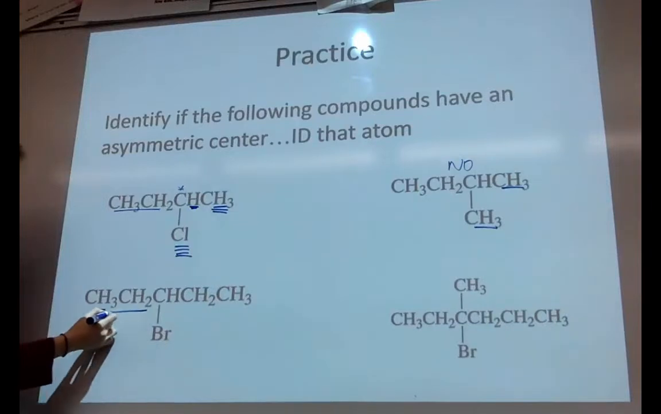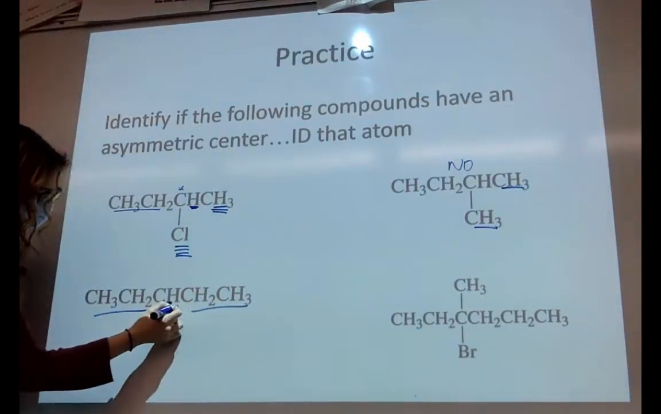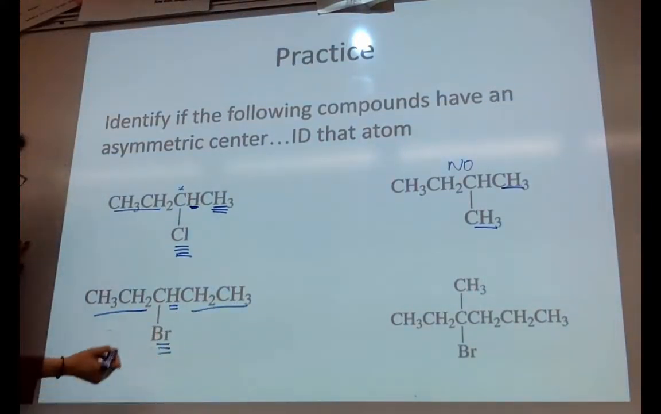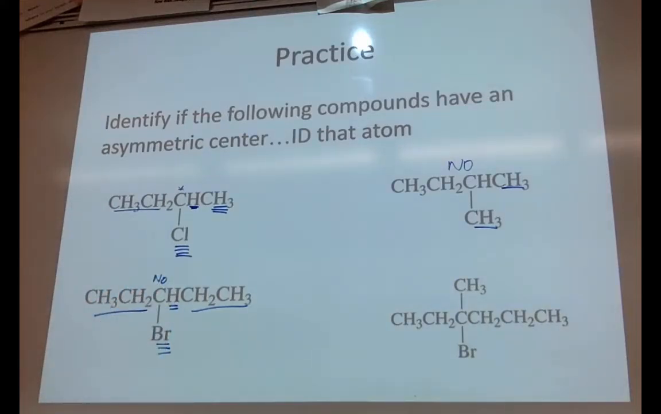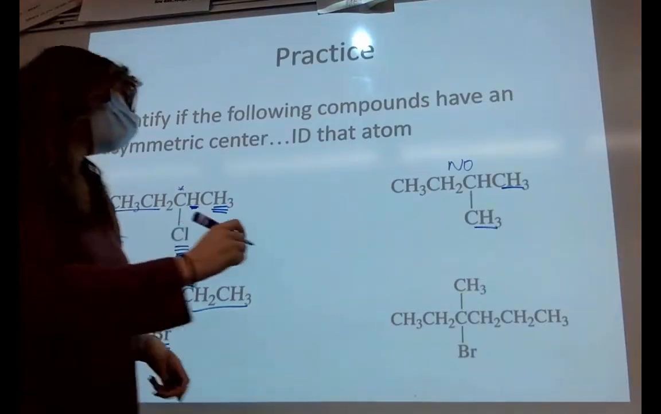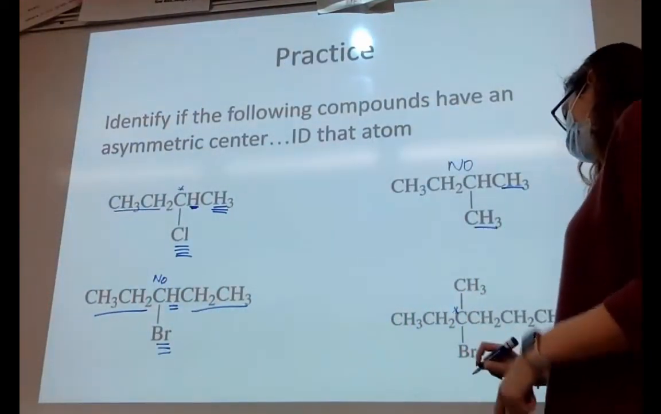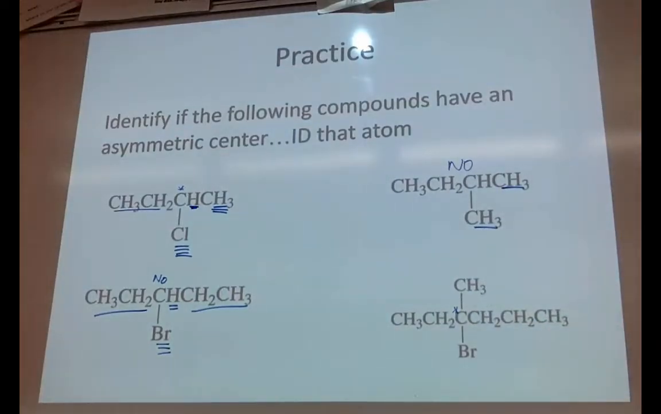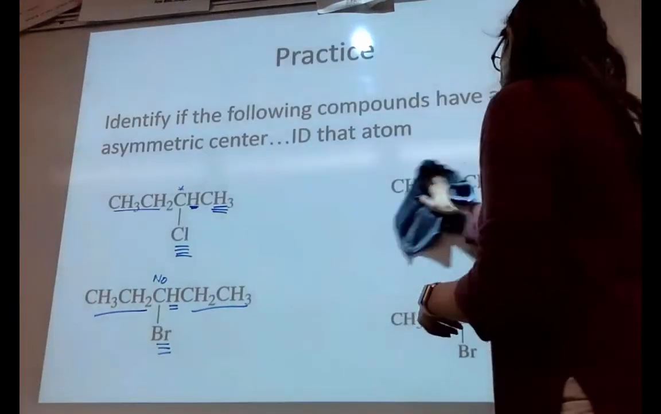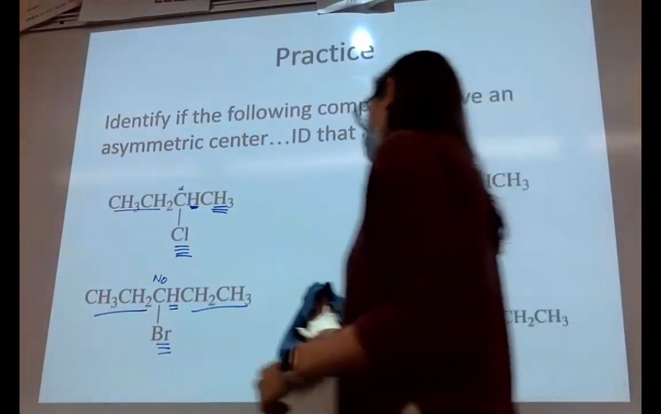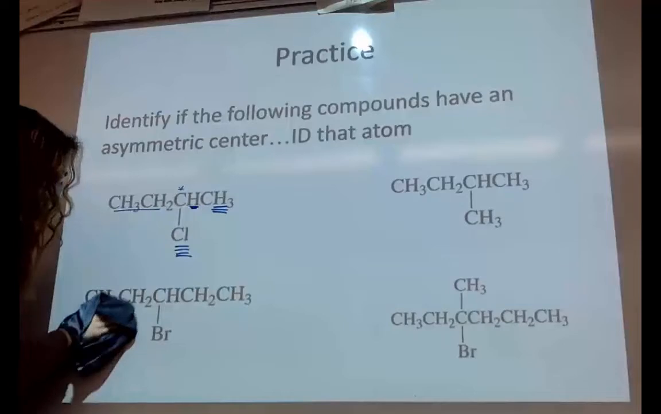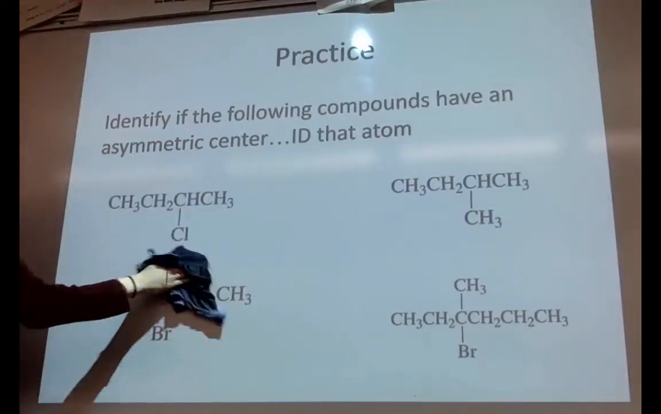This one's not, because there are 2 ethyl groups on each side. And then this one, yes, you have 4 different substituents. You have a methyl, an ethyl, a propyl, and a bromo. So when you are looking at chiral centers, you are looking at where there are 4 different groups attached to a carbon. And maybe, like some of these, there aren't any.